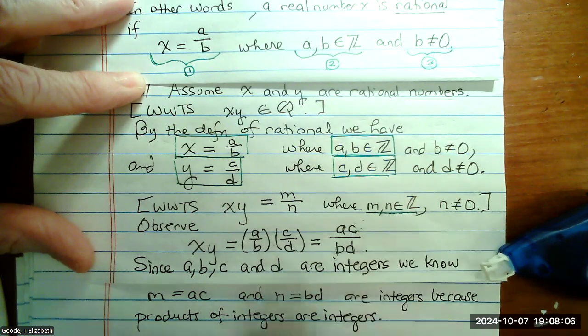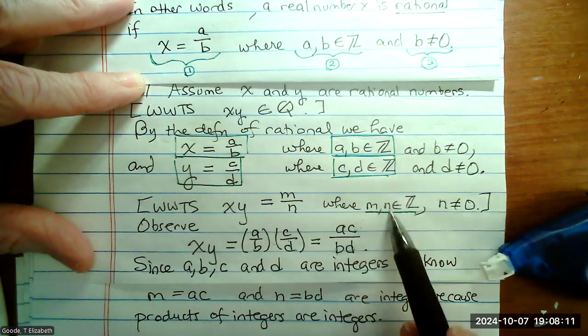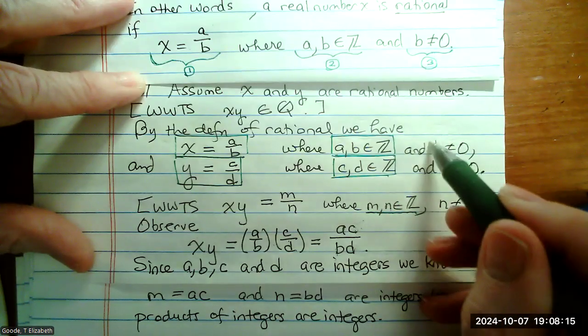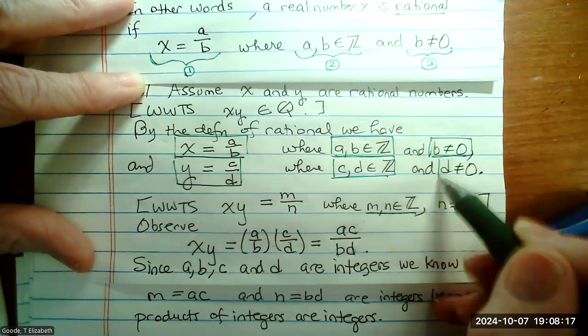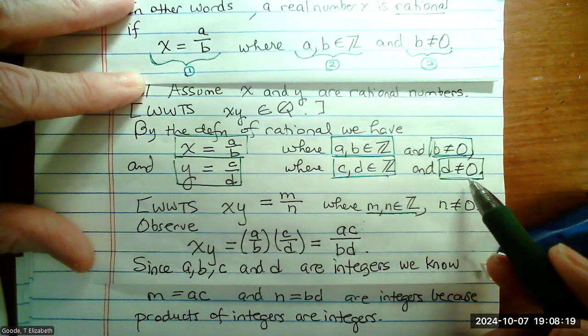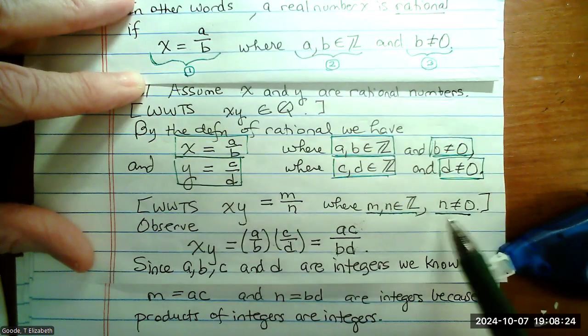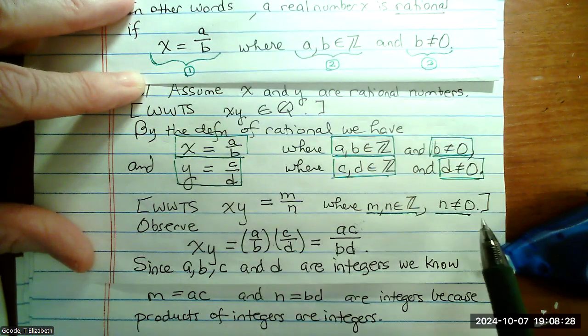We just showed that AC, which we're calling M, is an integer, and we just showed that BD, which is our N, is an integer. So we're almost home. All we got to do now is use part 3, which is that B and D are not 0, to get part 3, which is that product, BD, which we're calling N, is not 0.